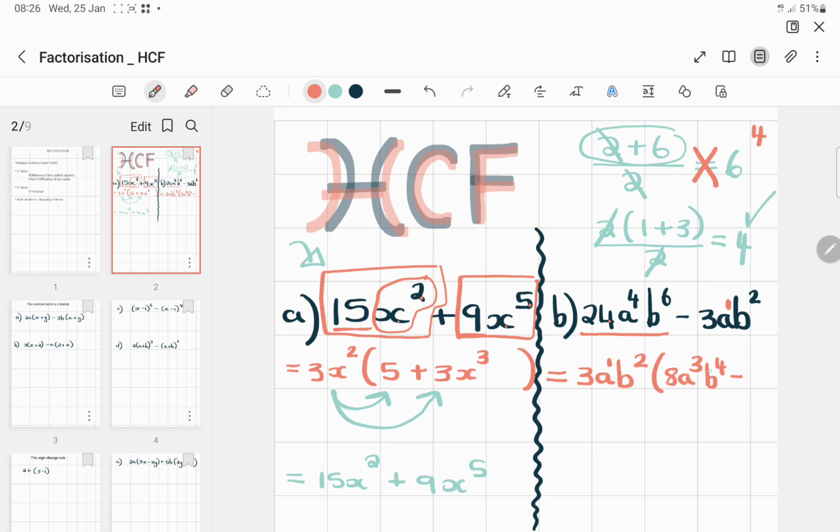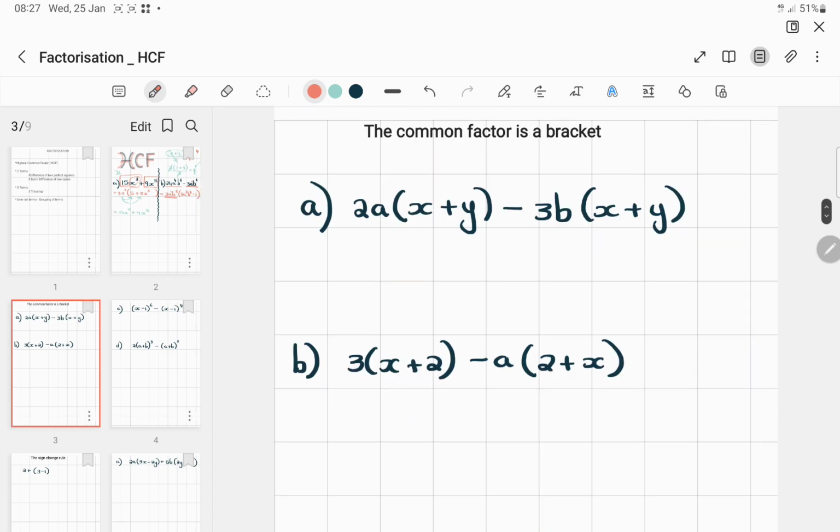So now lots of you like to just say that's nothing left. It's not nothing. 3ab squared divided by 3ab squared gives you 1. Okay, so please remember, anything divided by the same something gives you 1. All right, now we get the ones with the common factor, where the common factor is a bracket.